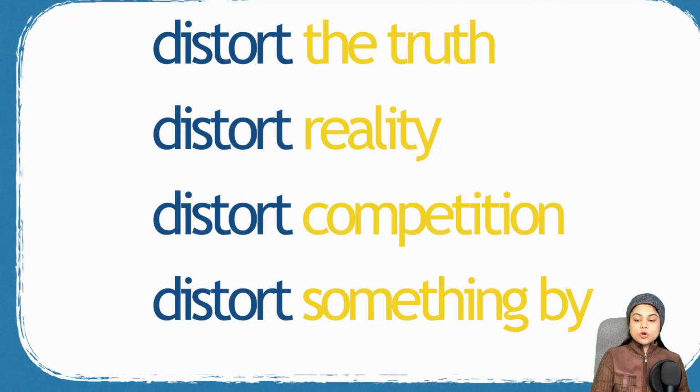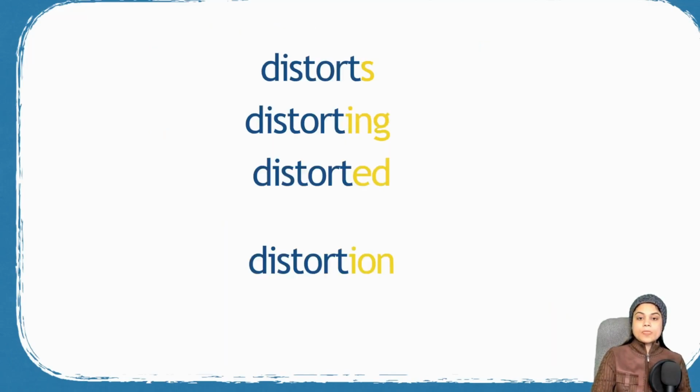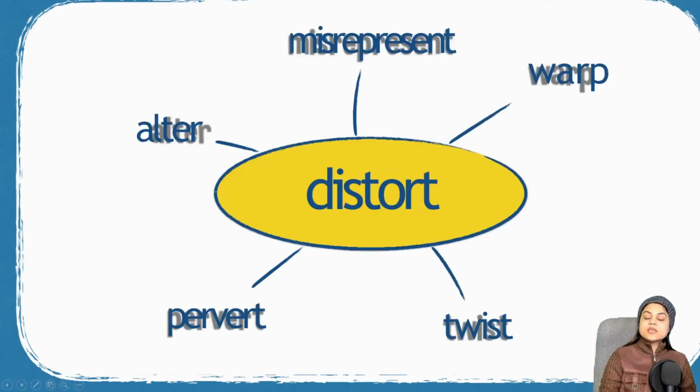Distort the truth, distort reality, distort competition, distort something by. These are the common collocations. Check these verbs: distorts, distorting, distorted, and distortion is the process. Let's check some synonyms for the word distort: misrepresent, warp, twist, pervert, alter.